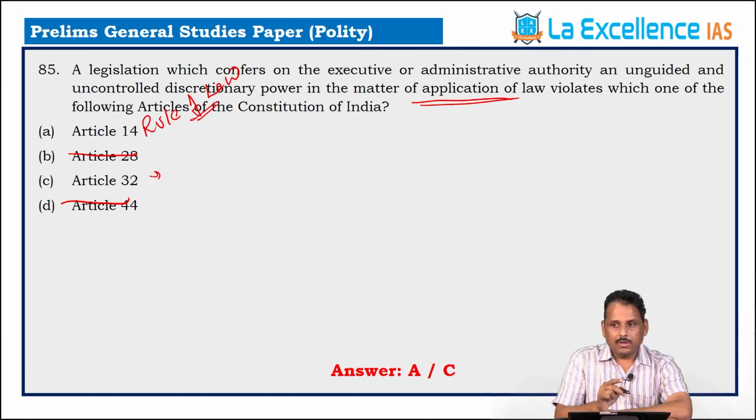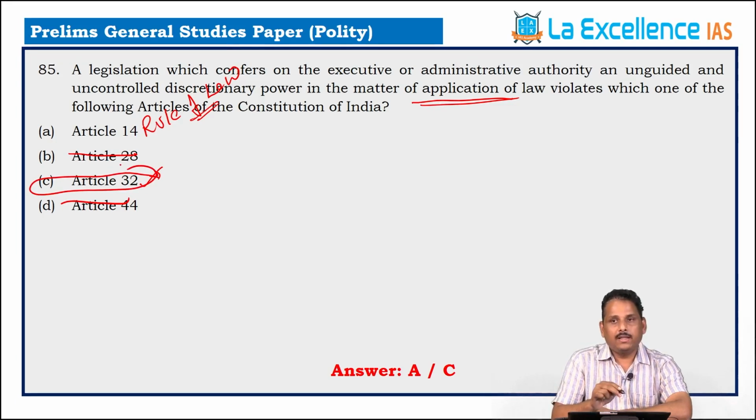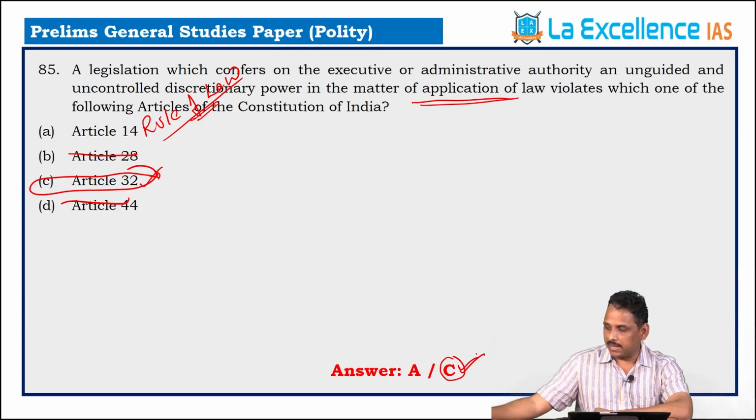Whenever your rights are disturbed, you can approach the court under Article 32. So in this case, which article provides you the power to go to the courts whenever your rights are violated in the matters of application of law? So the answer is Article 32 according to me. If we go for a wider definition of this particular statement, you can also include Article 14. So though our people have given A and C, I will go with C for this particular answer.